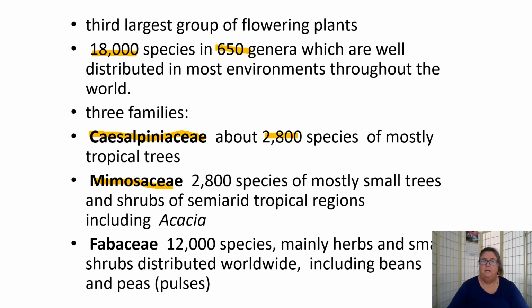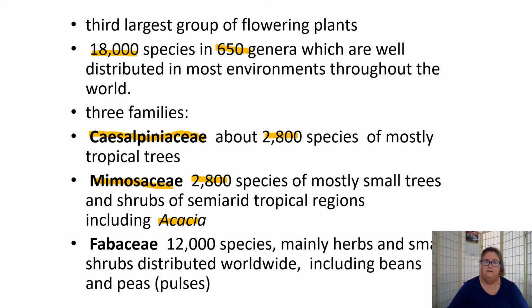Mimosoideae, also almost 3,000 species. So these are small trees found in tropical up to temperate regions. They'll grow in the southern part of the United States. And that includes the acacias.